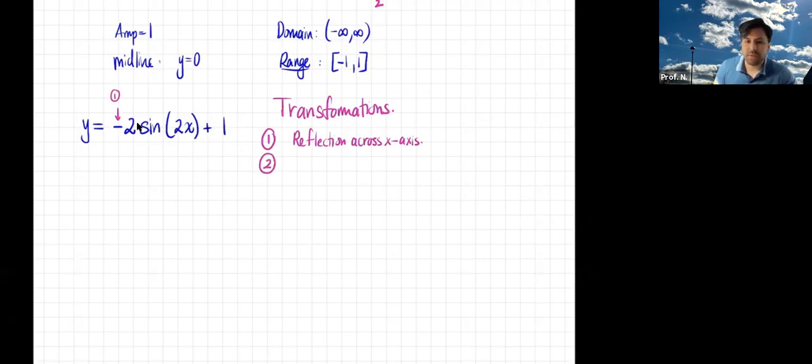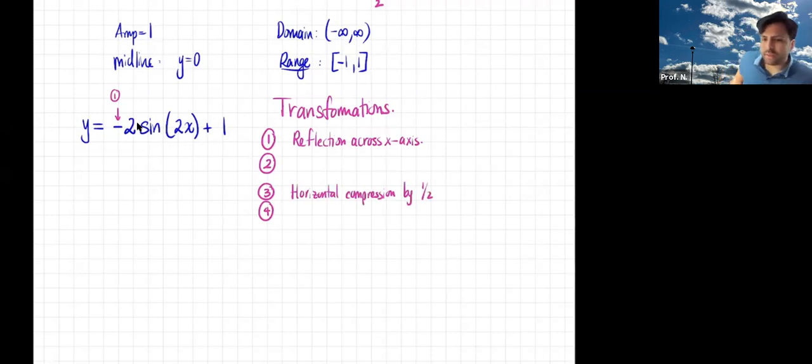Horizontal compression by 2 and a vertical shift up by 1. Okay. So there's a horizontal compression. So the horizontal compression is not by 2, it's by a half. That's another weird thing about factors. The factor of horizontal compressions is by a half. You're cutting it in half. I know it says 2, but it's 1 over that number. And then there's a vertical shift up by 1, and there's something else we're missing.